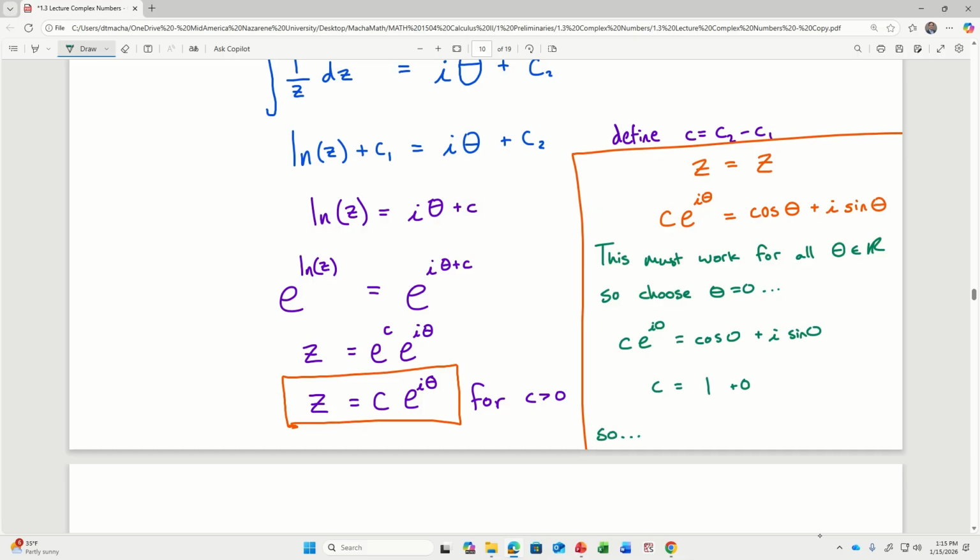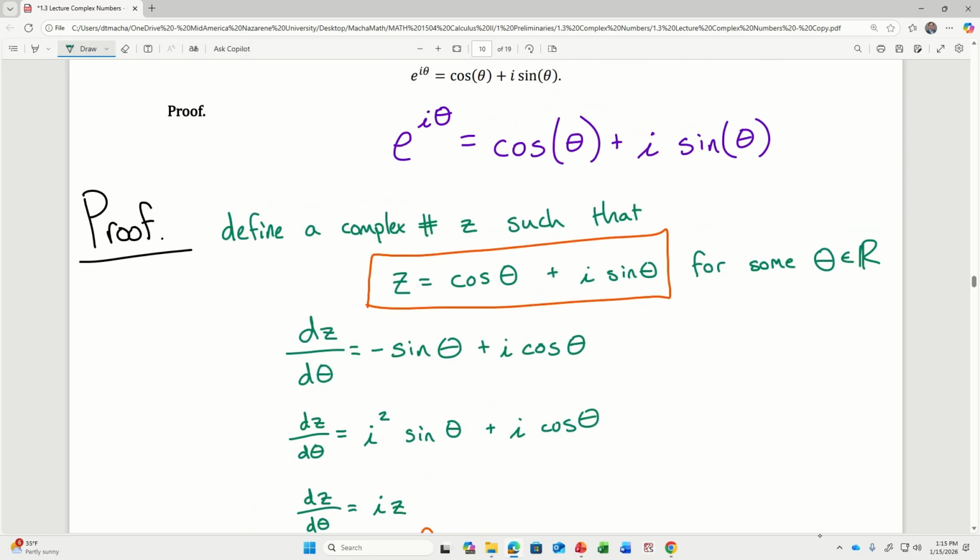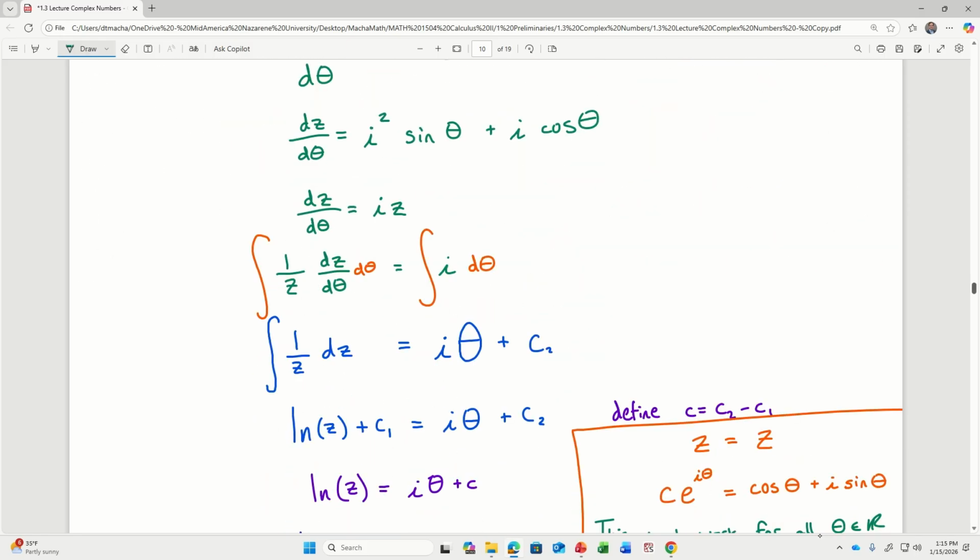And that means if C is the number 1, e to the power I theta has to be equal to cosine theta plus I sine theta. And that's it. That's what we were trying to prove. This is called Euler's formula. E to the I theta equals cosine theta plus I sine theta. I think that's very cool. And as far as proofs go, this is not a bad one. I mean, it's got some steps to it. Each step is pretty simple. You know? I think that's neat.